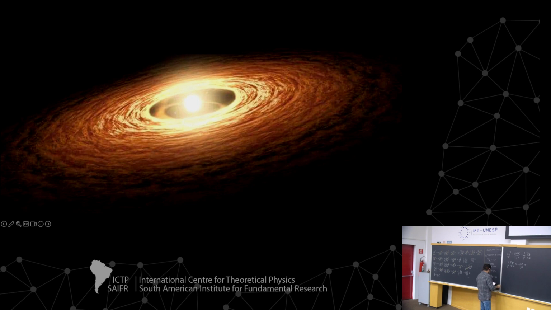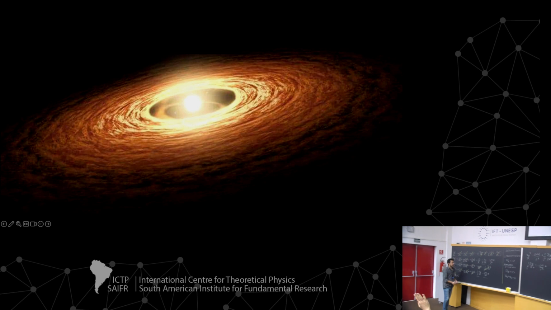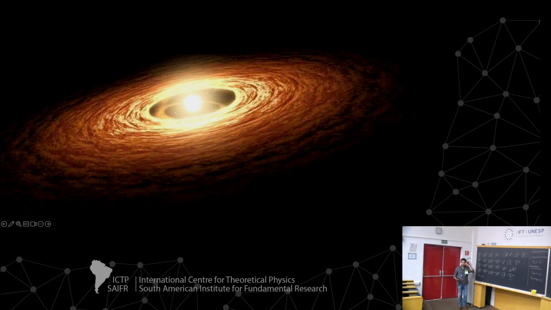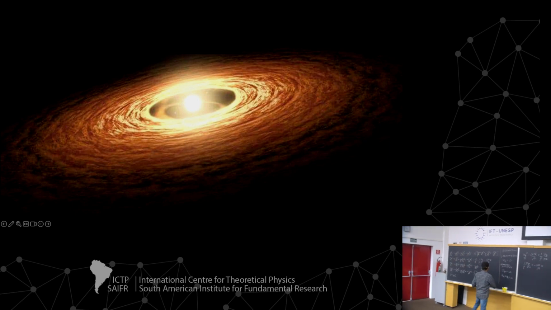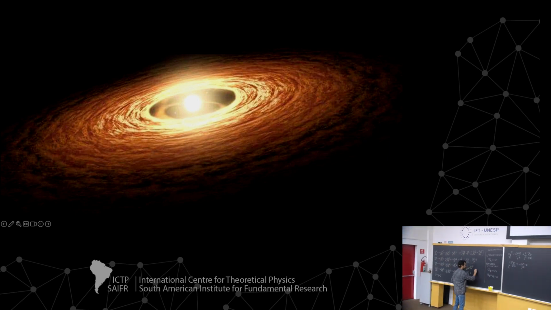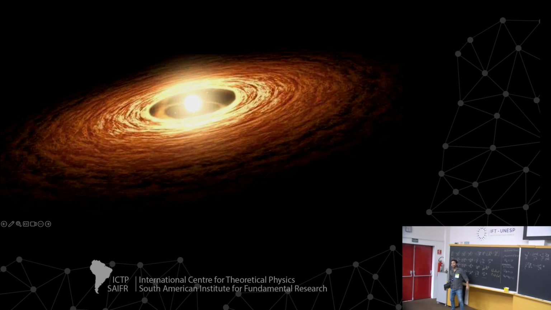And further, we can assume that the disk temperature does not vary. Yes? The capital R is the cylindrical radius. And little r is the spherical radius. So radius in cylindrical coordinates and radius in spherical coordinates.